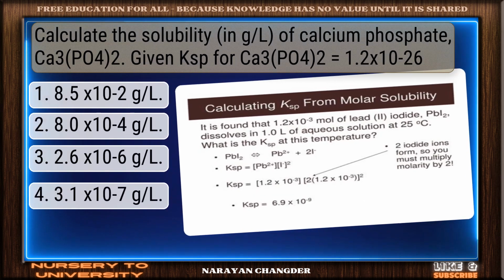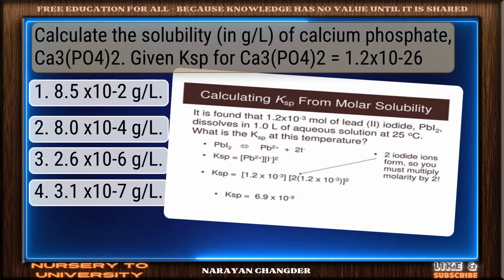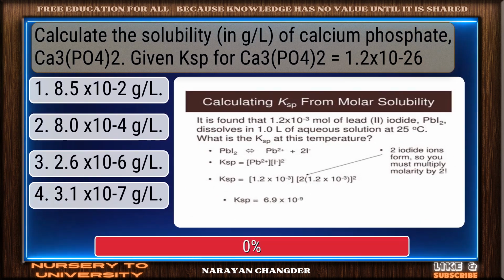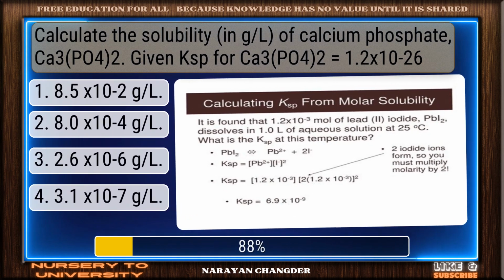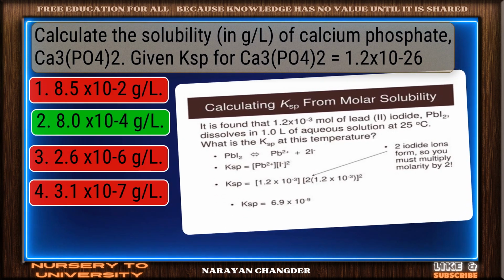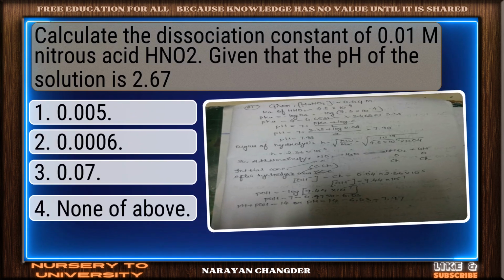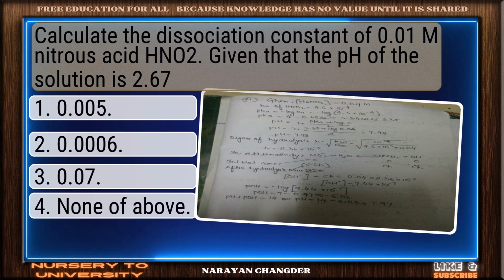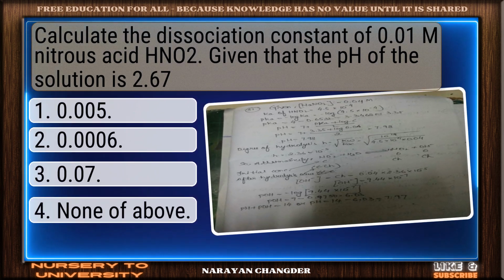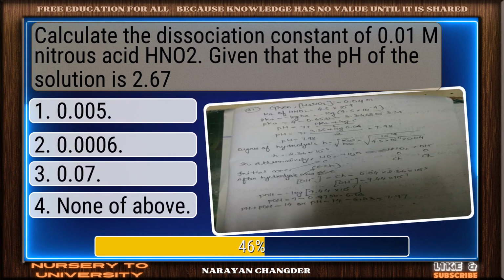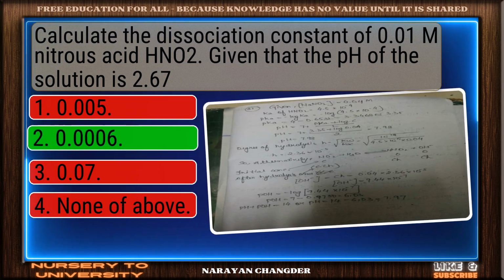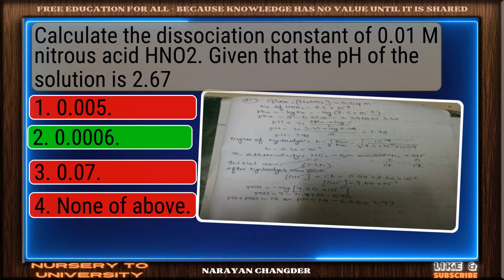Calculate the solubility of calcium phosphate. Given Ksp for Ca3(PO4)2 equal to 1.2 x 10^-26. You chose 8.0 x 10^-6 for the answer, and it is correct. Calculate the dissociation constant of 0.01 molar nitrous acid HNO2. Given that the pH of the solution is 2.67. Smart move, 0.006 is an accurate answer.